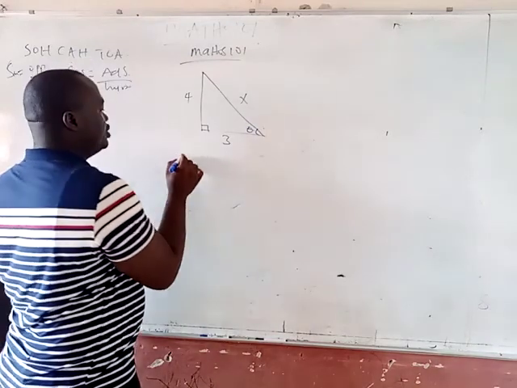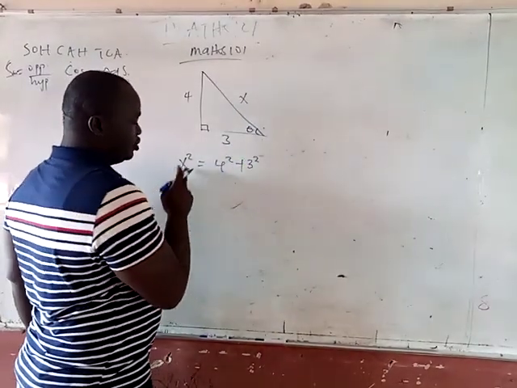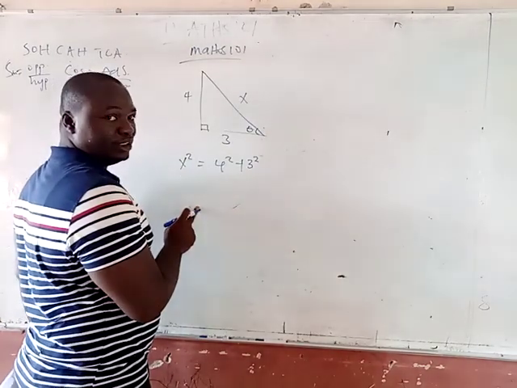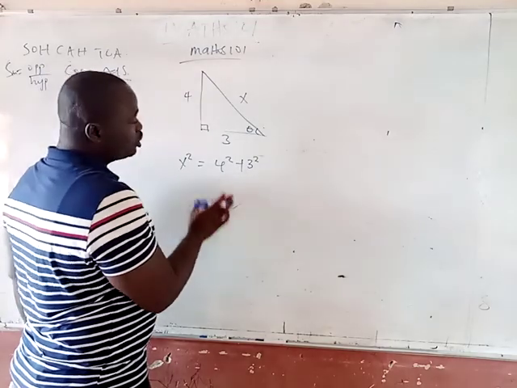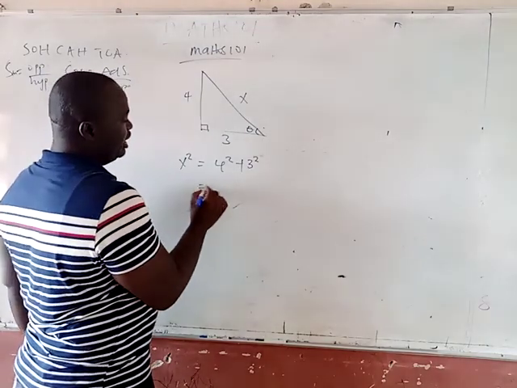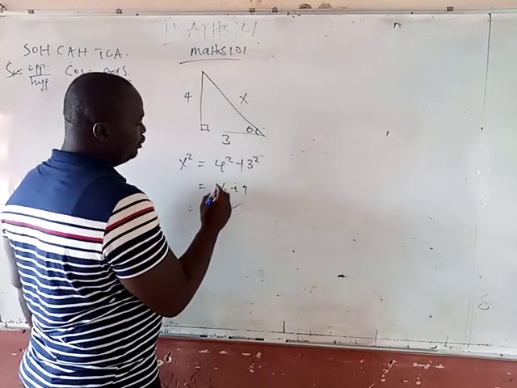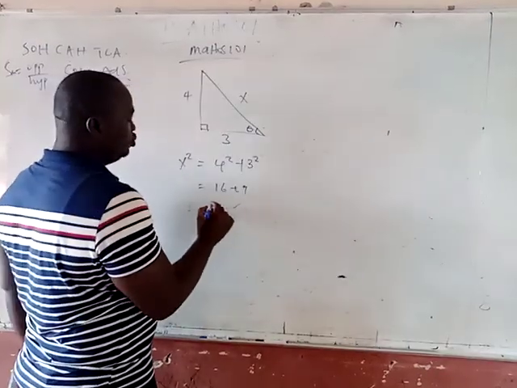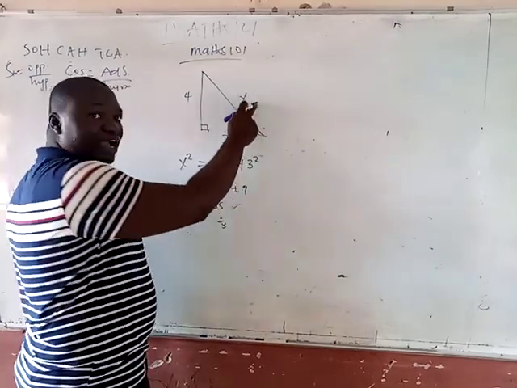So all you need to do is x squared is 4 squared plus 3 squared. So you solve it to get x. So here is 16 plus 9. So if you square root it, it should give you 25, right? So square root of 25 should give you 5. So here is 5.